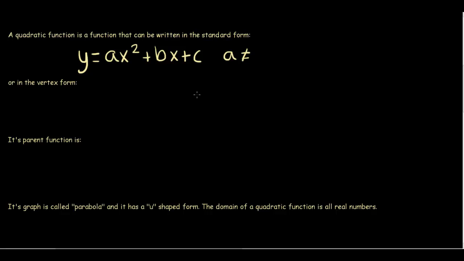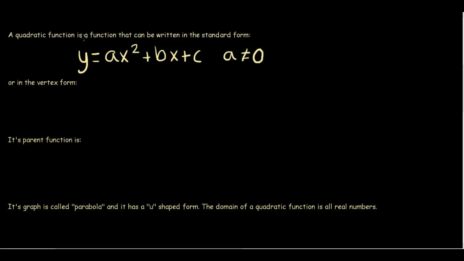A quadratic function is a function that can be written in the standard form y = ax² + bx + c. It does have a restriction, and that is that a cannot be 0. And it makes sense because if a was 0, then we would have 0 times x squared, which is 0, and you will end up with a linear function, not a quadratic function.